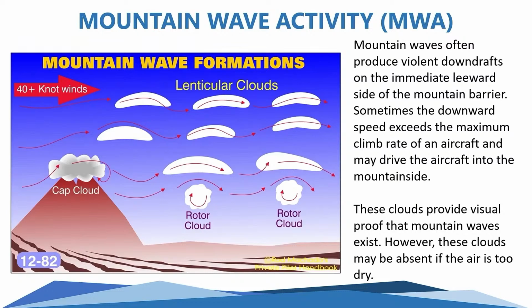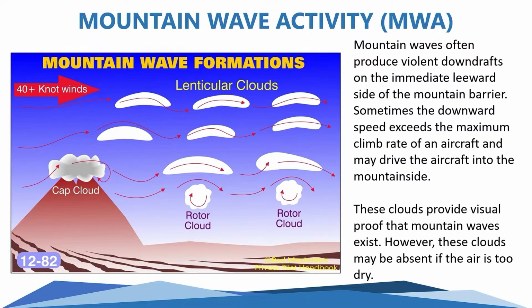All right, the next one we're going to look at is mountain wave activity, or MWA. Very simply, this is going to occur in more mountainous regions of the country. So primarily if you're on the West Coast, or if you're potentially by the Appalachian Mountains, this is where you're most likely to see this. Mountain waves produce significant downward drafts on the backside, or what we call the leeward side, of the mountain.